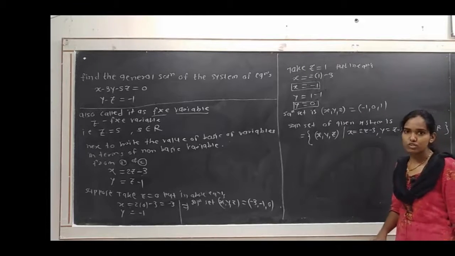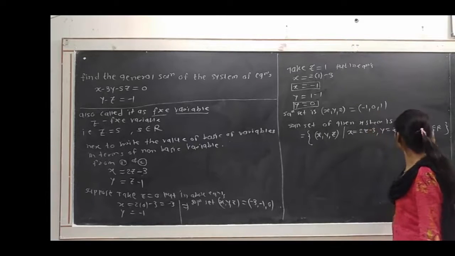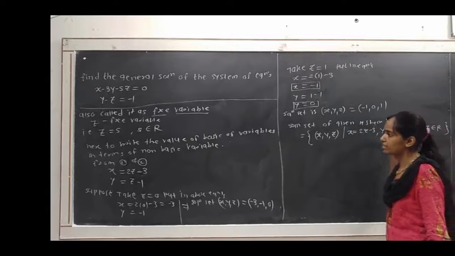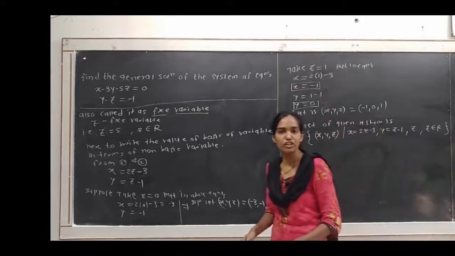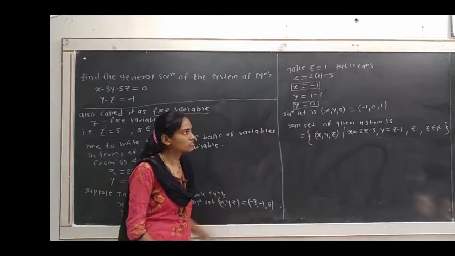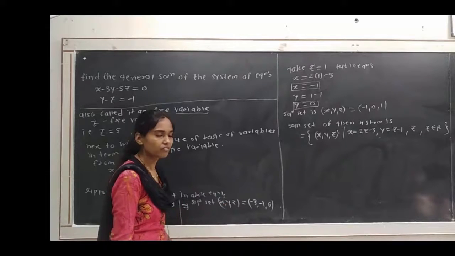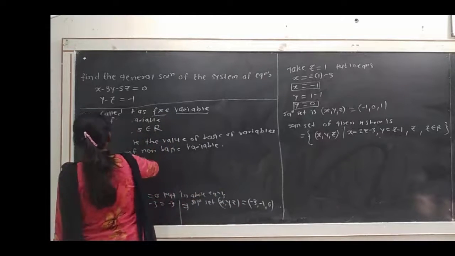Then this is the solution set of the given system of equations. Here, by putting values of z from the set of real numbers, we get infinitely many solutions for the given system of equations. So in this way we use the reduced row echelon form to solve the system of equations. Then we see the next example.